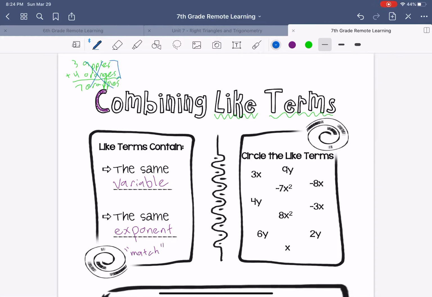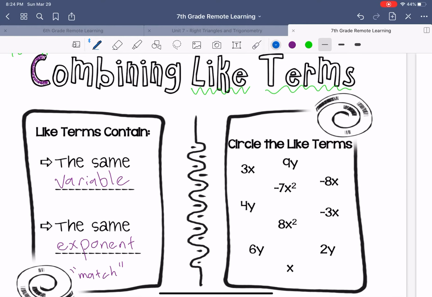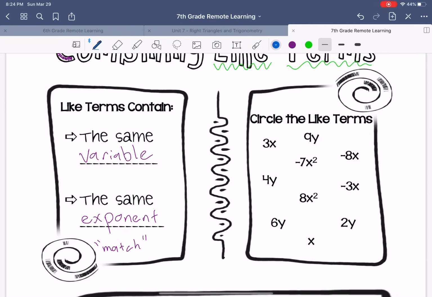If you are ordering 3 milkshakes and 2 fries at a drive-thru, they can't combine them together and give you 5 fry shakes because they're separate things. So we're going to do the same thing with our terms, okay? So only things that match can be added together. So over here on the right, we're going to circle like terms.